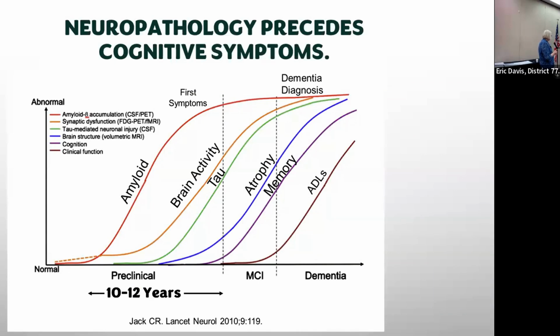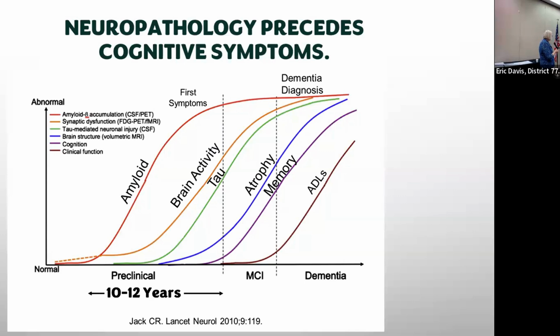And over time, if you look at how much pathology you get, you can see that over time you get more and more amyloid until finally you get all the amyloid you're ever going to have. You don't get any more after that.